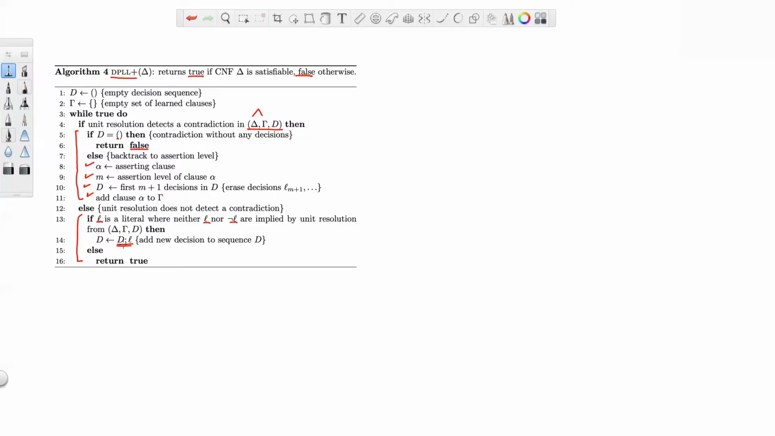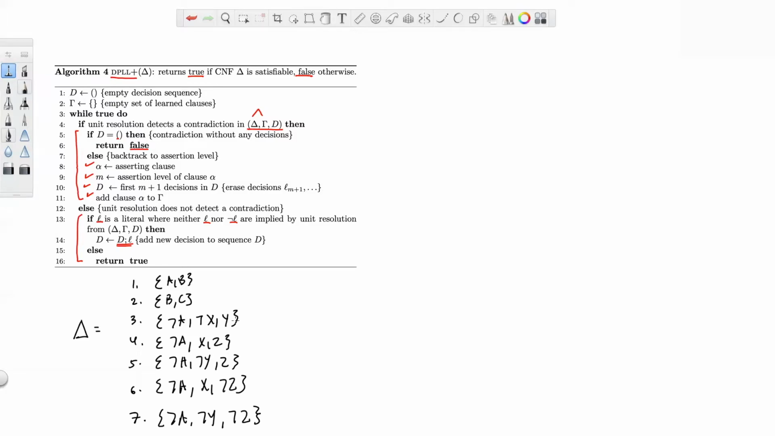We have to see a concrete example, and then you'll see how this looks very different from, for example, depth first search, right? But let's just say, you are making decisions, and then when you get a conflict, you do this implication graph thing, you find a learned clause, you find an assertion level, you erase enough of your decisions, add that clause, and just repeat the process. So let's take a concrete example.